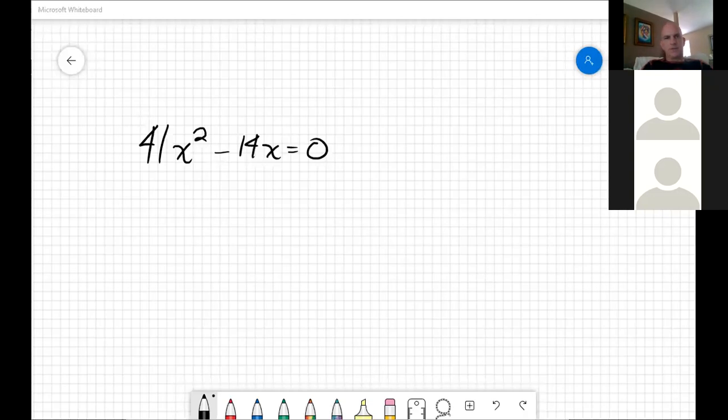So x is a common factor, which means you're going to have 41x remaining and then minus 14 remaining there. So you'll get one binomial and one monomial when you have that situation. Okay. All right, and then you set each of those.